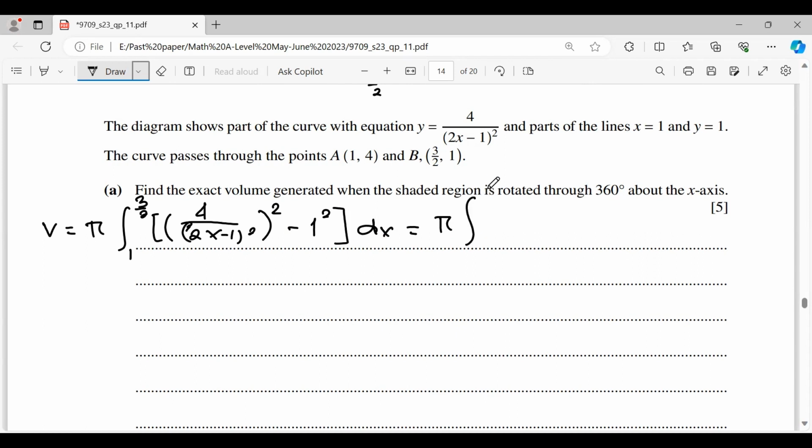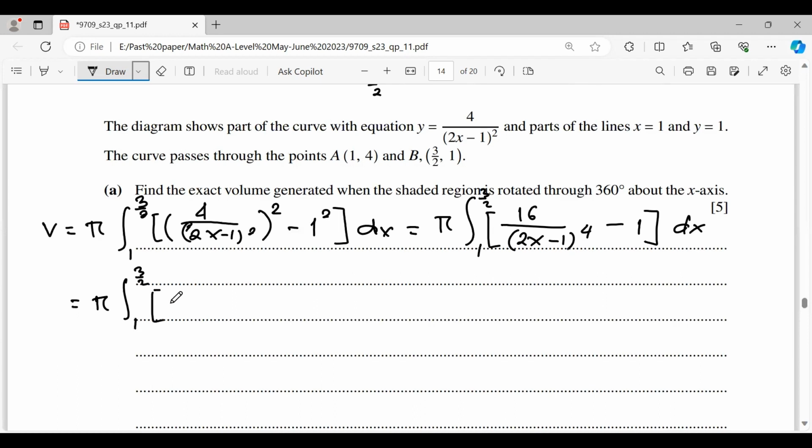I'm going to describe first this one, being 16, 2x minus 1, oh, 4, minus 1 dx. So next, now I'm going to simplify this expression. It becomes 16 times (2x minus 1) to the power negative 4, minus 1 dx.